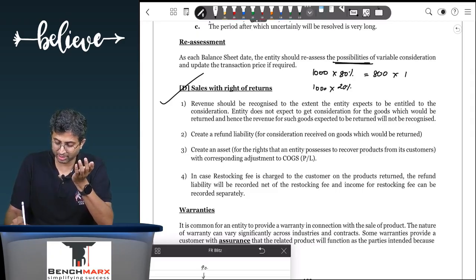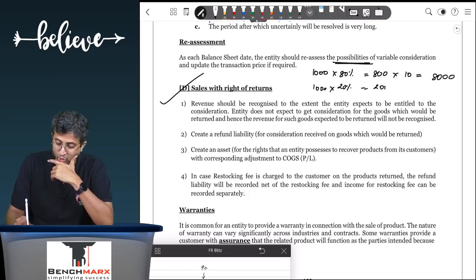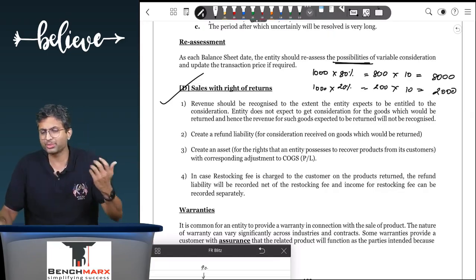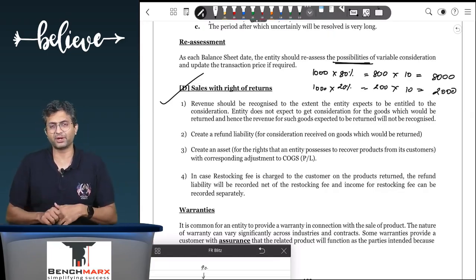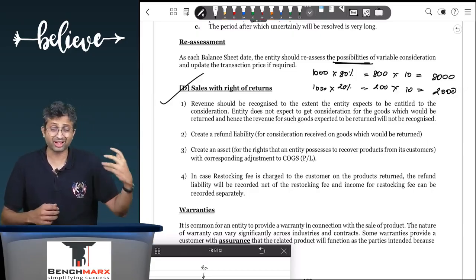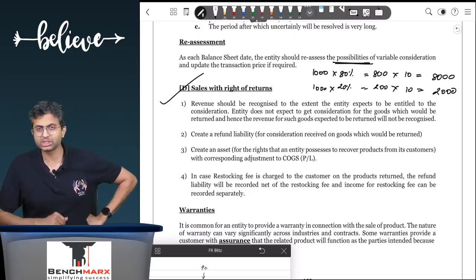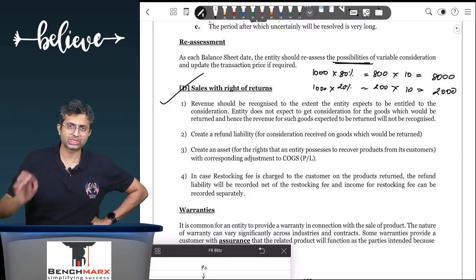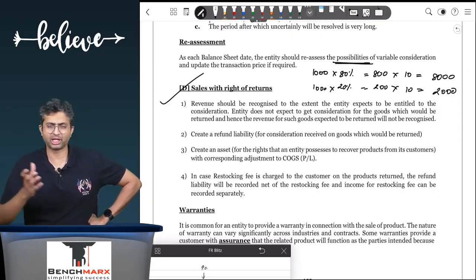Let us say the selling price is 10 rupees per unit, and hence you can recognize 8000 rupees worth of revenue. What about the remaining 200 units? Well, you have received money, but if you expect that this will be returned, you will create a refund liability. So your entry will be bank account debit, let us say 10,000, you have received the entire 10,000, to sales, let us say 8,000, to a refund liability of 2,000.